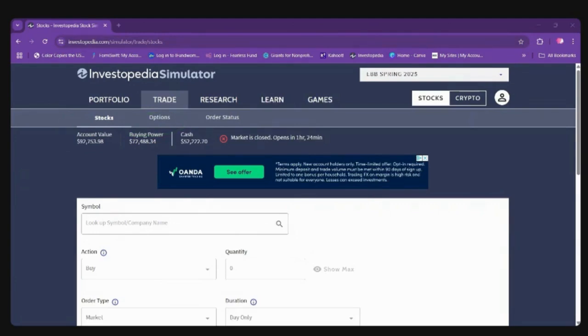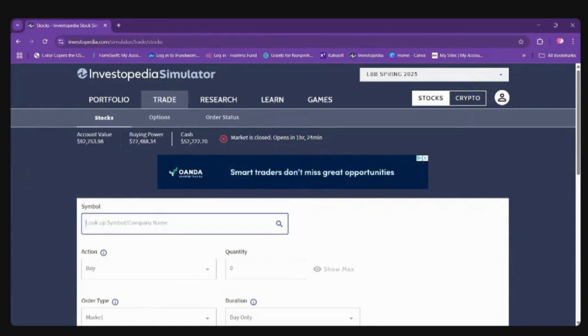Now, if you're following the instructions, it tells you to put in a symbol, right? So this is the part that says symbol, and the symbol would be, in this case, let's go with NVIDIA.